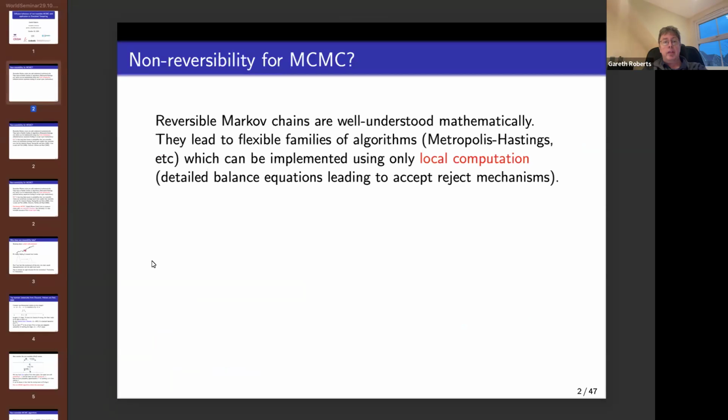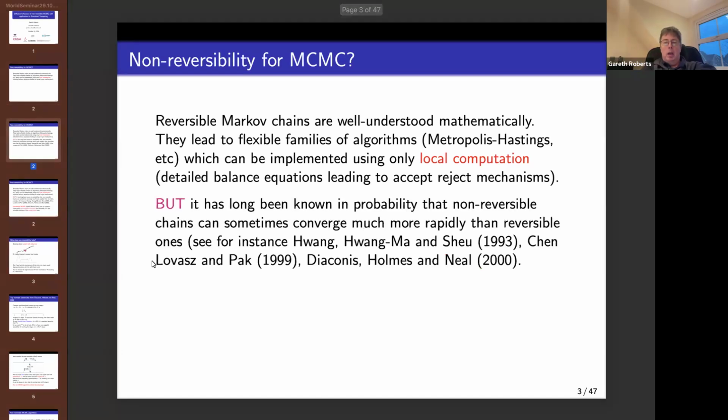Probably most of you have seen something on non-reversible MCMC by now, but this is a standard story: reversible Markov chains are very well understood mathematically. They've already provided fantastic algorithms for us like Metropolis-Hastings, etc. And of course they work very well because they just rely on local computation, and all that's very nice. But it's been known for a long time that non-reversible Markov chains very often converge, and this is a rather vague statement, more rapidly than, in some sense, reversible alternatives.